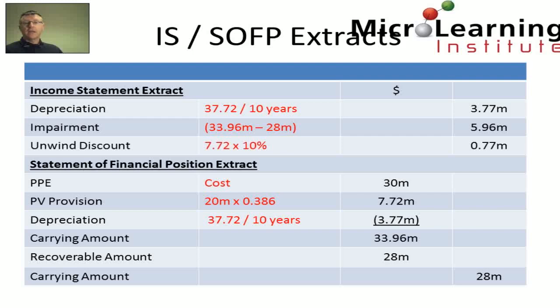Now, additionally, the discount that was recognized on the initial recognition of the provision at the beginning of the year must now be unwound for a year. Now, we discounted the present value of the provision at 10%. So again, once we're unwinding, we unwind at 10% per annum. So there we see the unwinding of the discount being recognized as an expense, a finance expense in fact, to the income statement of $0.77 million.